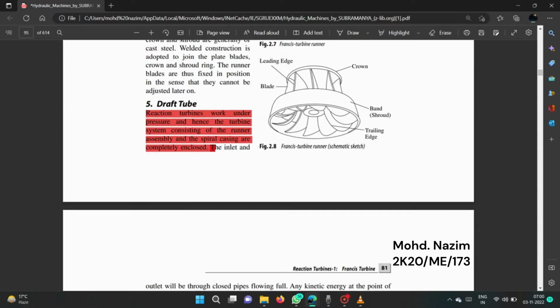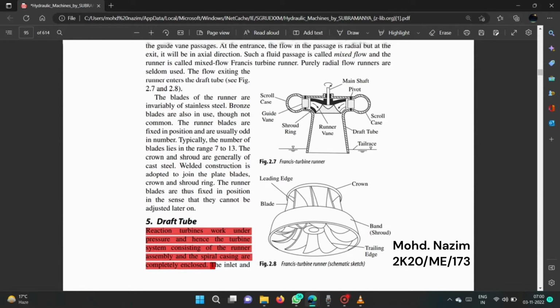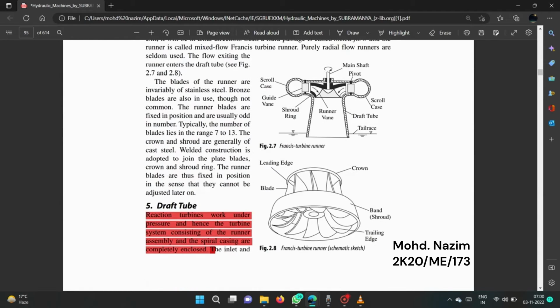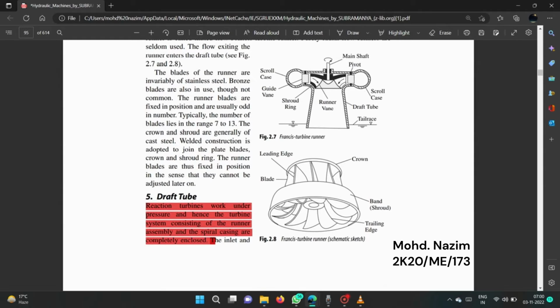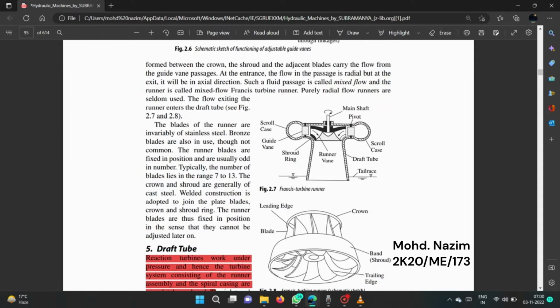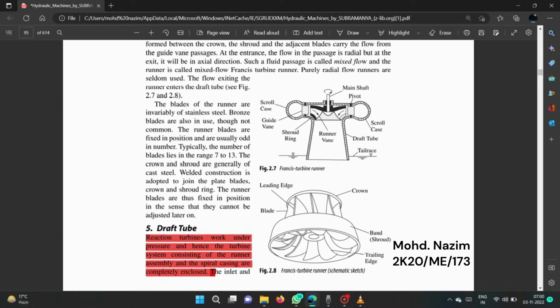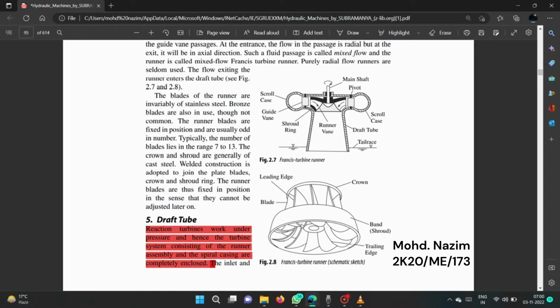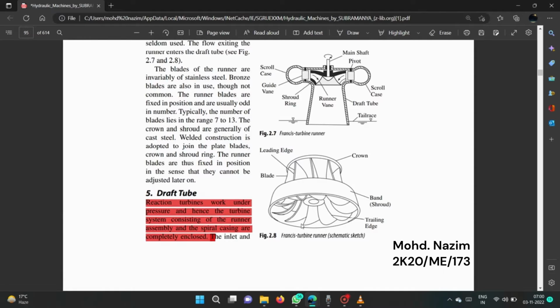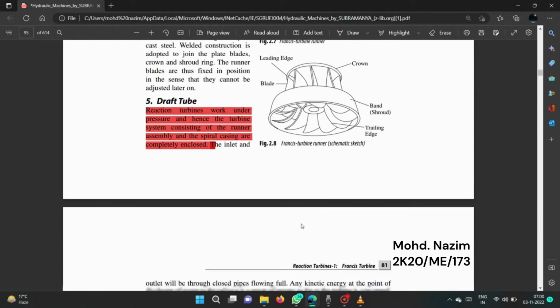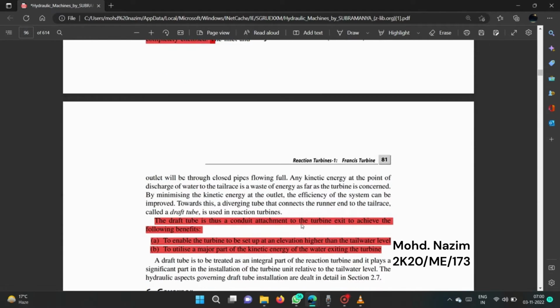There are some figures which are given in the book. We follow them and we understand what this is. The first one is a schematic sketch of the function of adjustable guide wheels. And this is the upper and the lower part of the Francis runner.